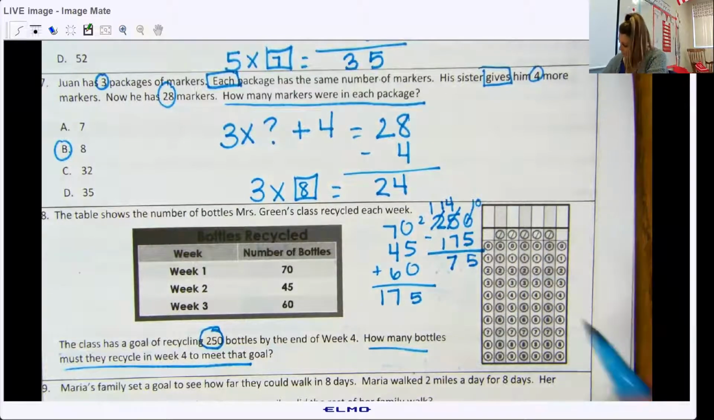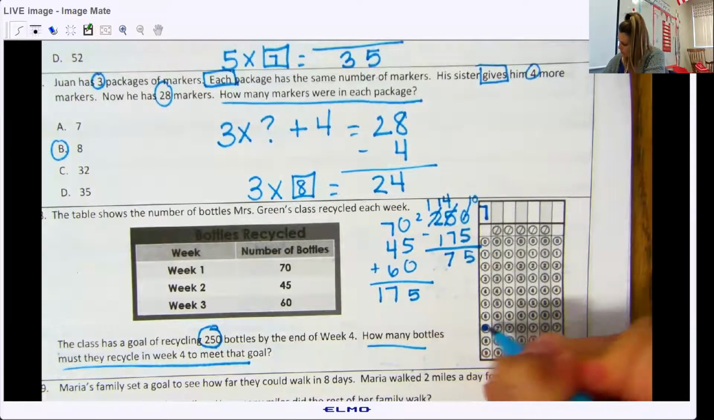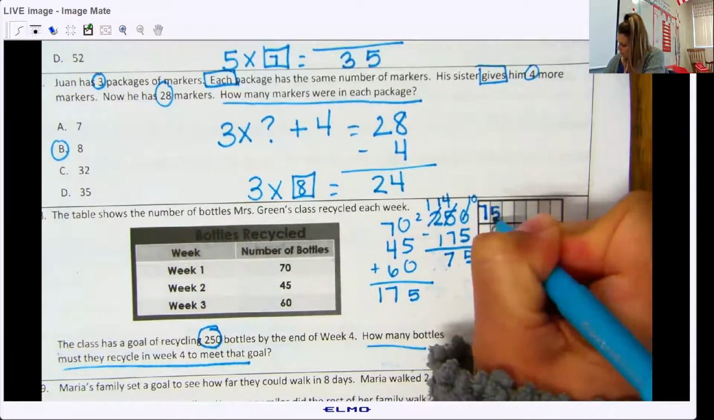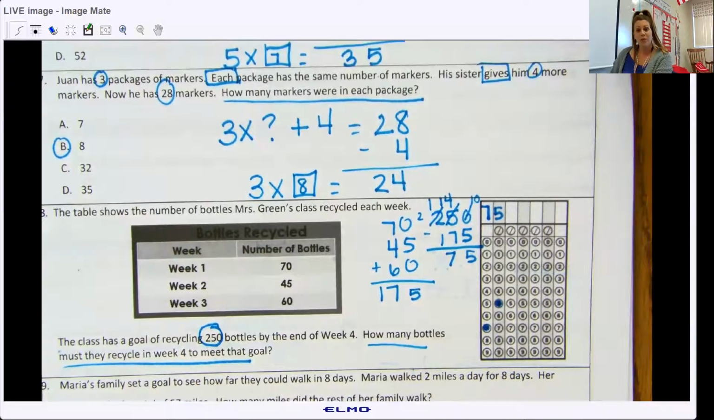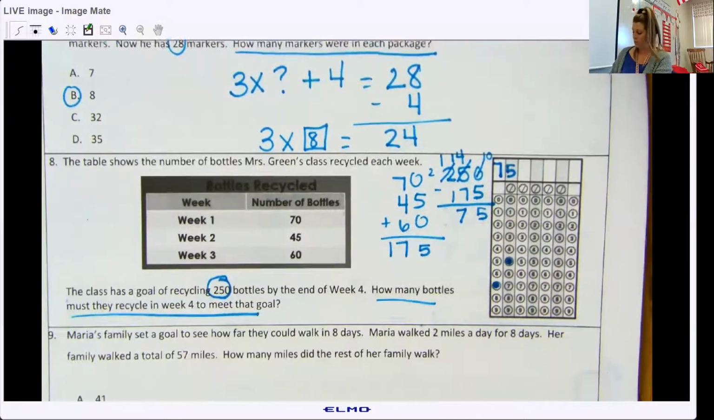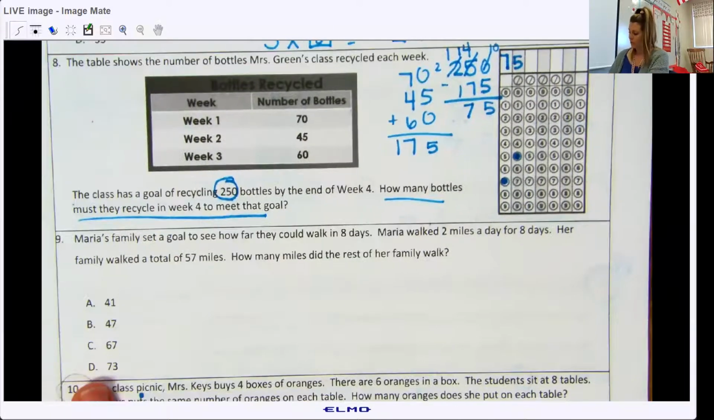And remember how we write 75. We write our 7, bubble it in. We write our 5, bubble it in. All right, hopefully you are rocking these 1 and 2 step word problems, my friends. One more together, then you are on your own.